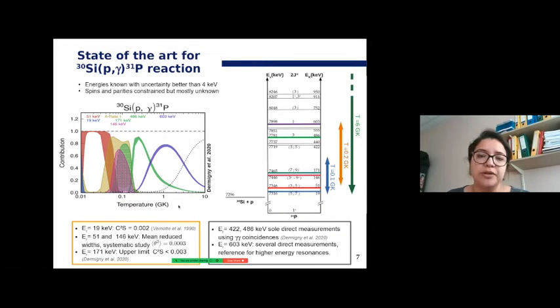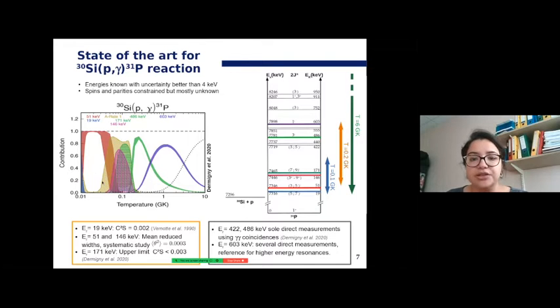The spectroscopic factor for the lowest energy resonances at 19 and 51 keV have been determined, but for the 51 and 146 keV resonances, the spectroscopic factor has not been measured and the strength has been deduced from a mean reduced width systematic study. An upper limit was set for the 171 keV resonance. All this information resulted in these large uncertainty bands as we see in this figure.